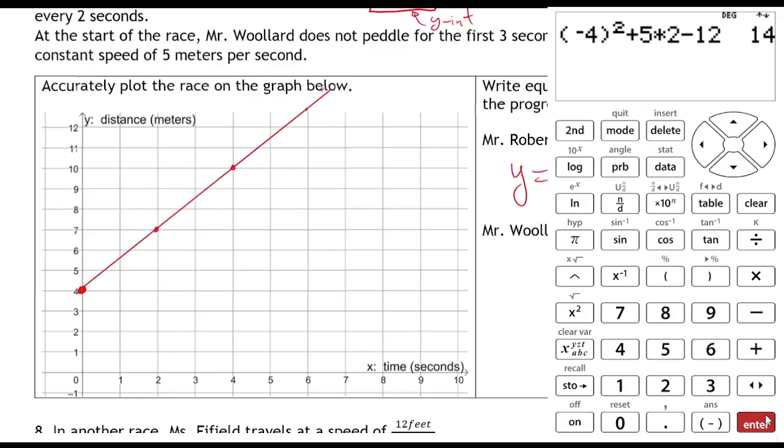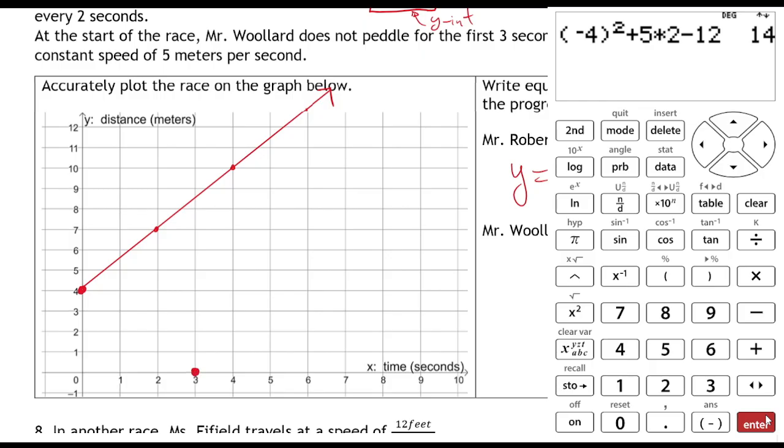That's great. So this is the equation that models my race. And honestly, if the race was only 7 meters, I probably could win against Woolard. Now, Woolard does this thing where he does not pedal for the first 3 seconds. So on your mark, get set, go. He stands still, and he doesn't start moving until right here.